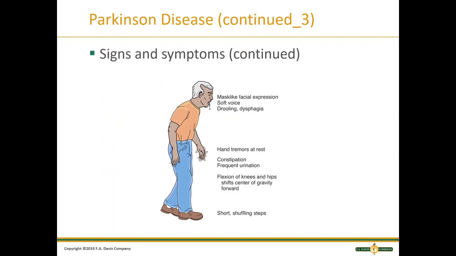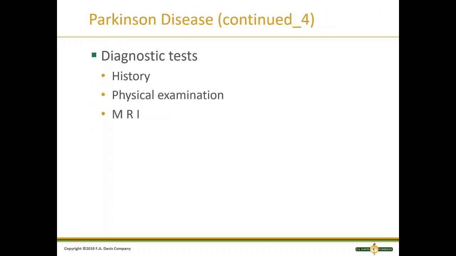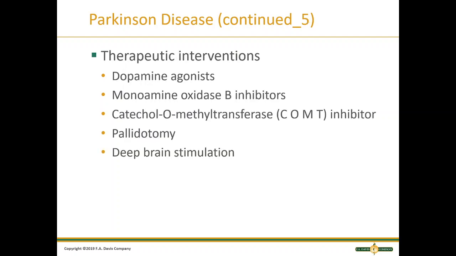This is an animation which definitely shows some of these different signs and symptoms, manifestations of Parkinson's. Symptoms of autonomic nervous system dysfunction: diaphoresis, constipation, drooling, seborrhea, frequent urination. You can find all these on 1043. These are what you're going to do.